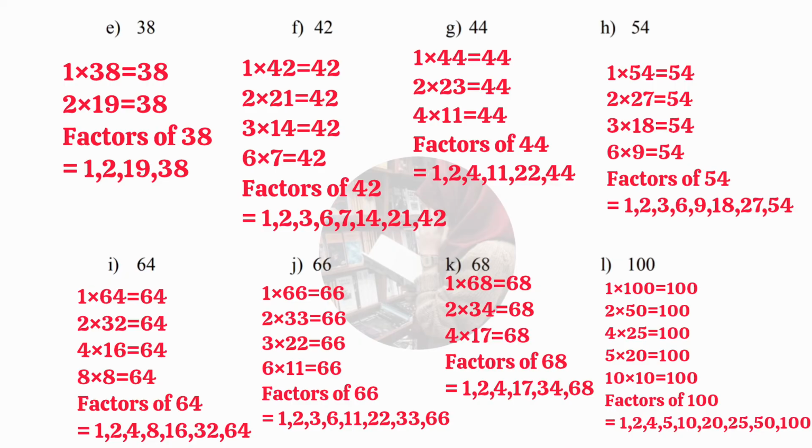Next number is 54. Of course, 1 into 54 is 54. 2 into 27 is 54. 3 into 18 is 54. Then 6 into 9 is 54. Therefore, the factors of 54 are 1, 2, 3, 6, 9, 18, 27 and 54.